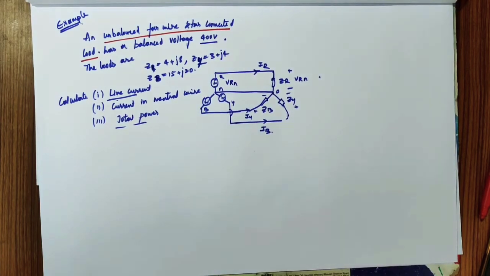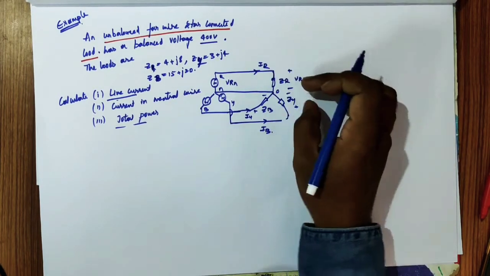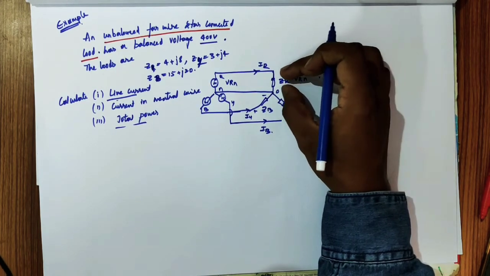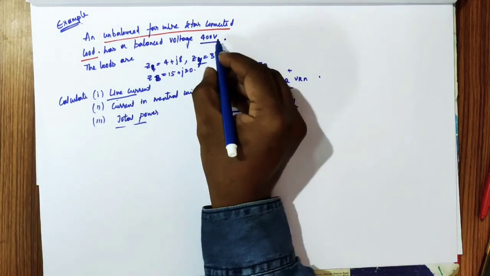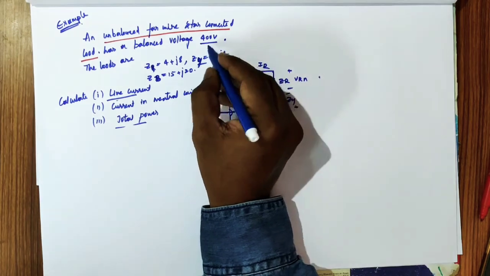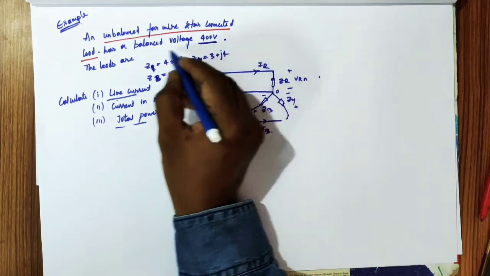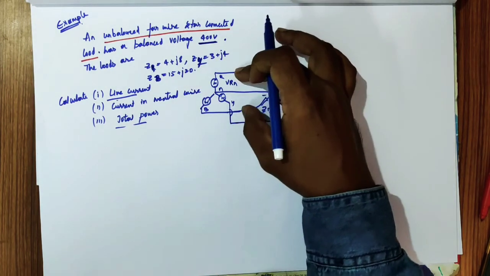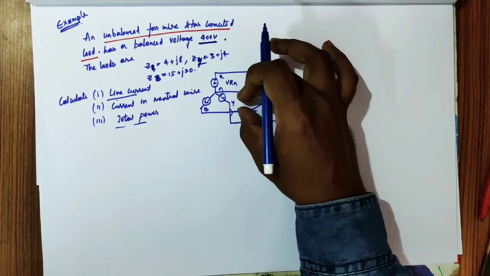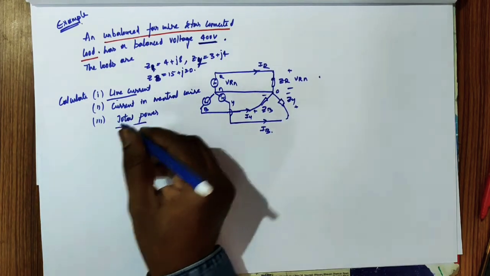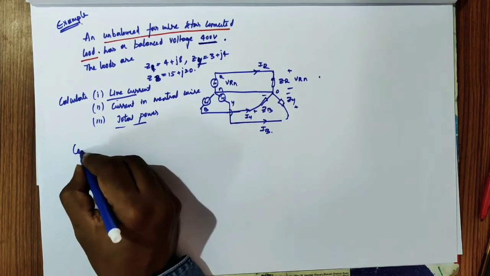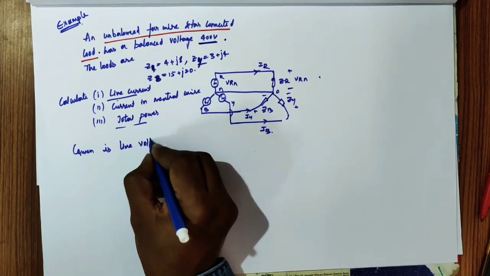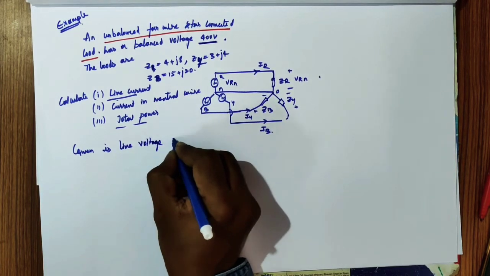Okay, these are the line currents. To find the line current, we straight away need to find the VRN, since we know ZR, ZY, ZB. But the given is, I always said, if the supply is given 400 volts, it means balanced 400 volts, that is line voltage, that is VRY, or VYB or VBR. So the given is the line voltage, 400 volts.